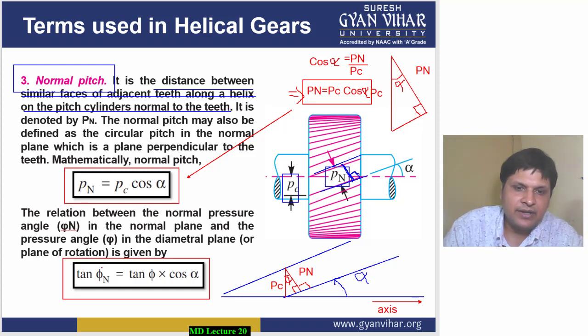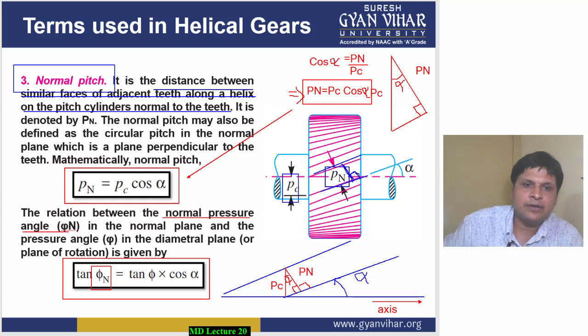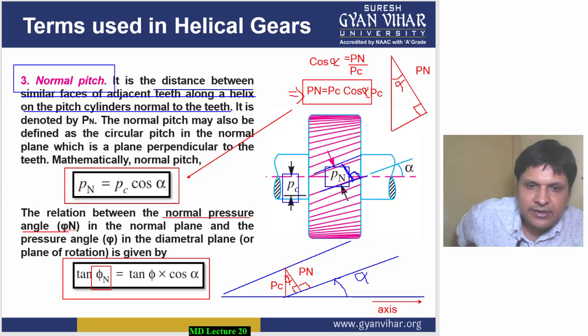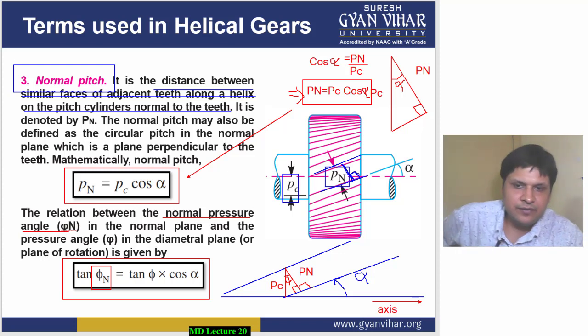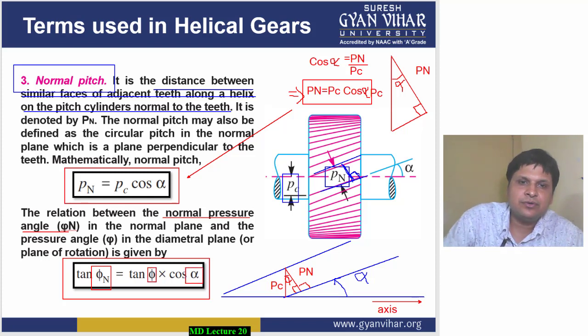Tan phi n, where phi n is the normal pressure angle, that is, the pressure angle in the normal plane, and phi is the pressure angle in the diametrical plane. You have a relation between them also: tan phi n is equal to tan phi into cos alpha. So these are the two relations you should keep in mind.